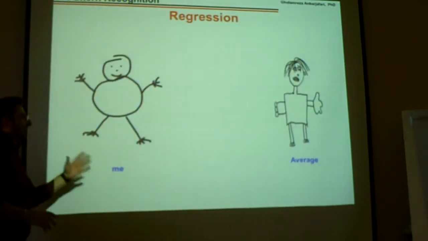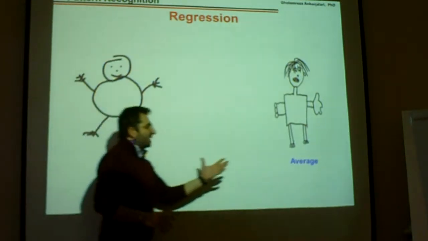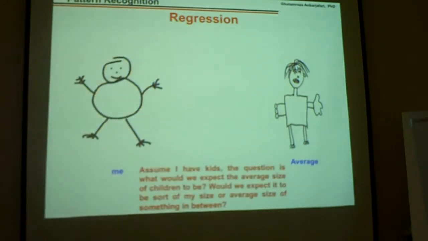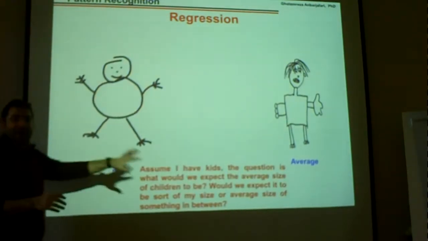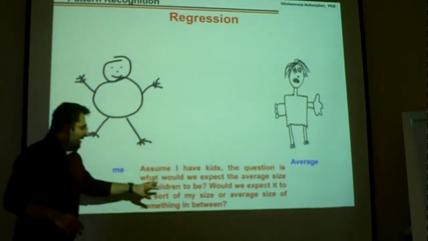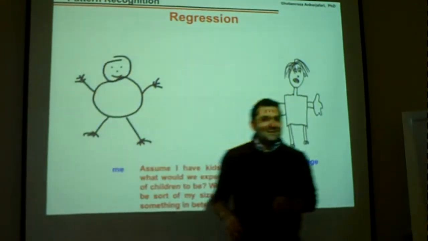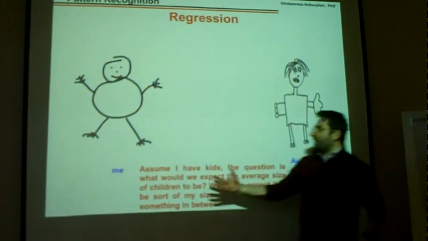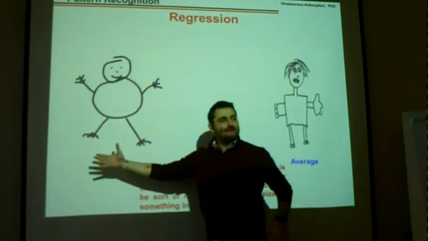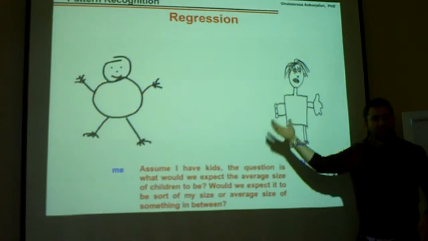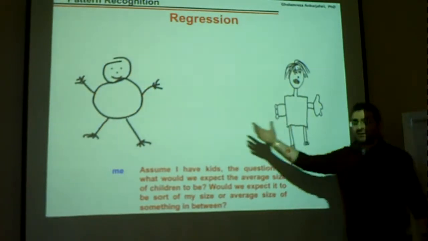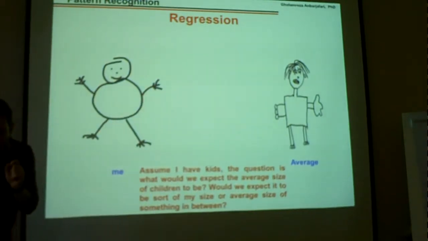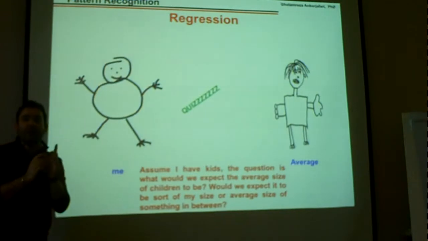We have a picture of me and a picture of an average person. And we have this question. Assume I have kids. What would we expect my kids to look like? In other words, are we expecting my kids to be of the big size that I am, or of the average size as most people are, or something in between? This is a very serious question, and I want you to take a quiz. Think about it for about a minute.